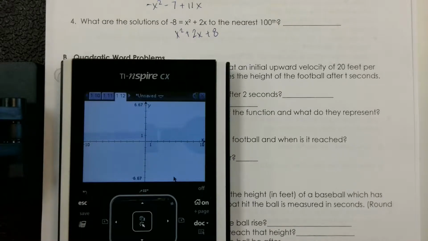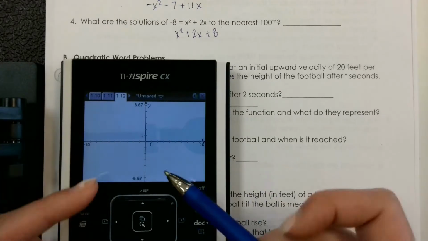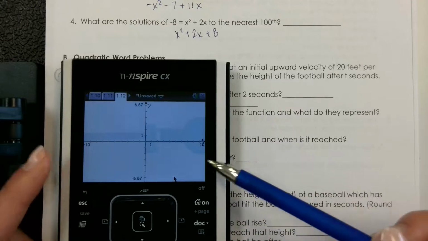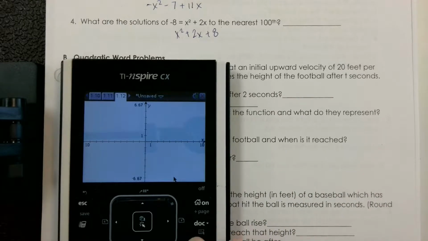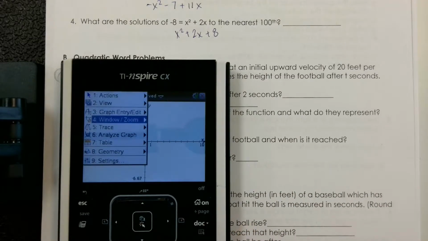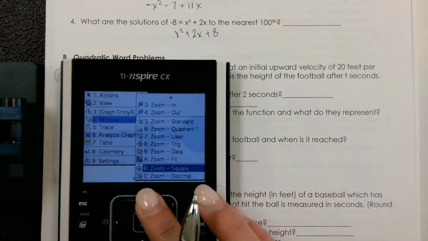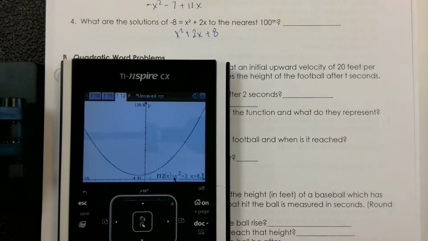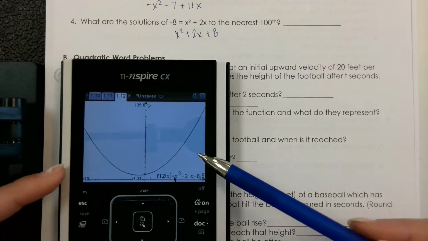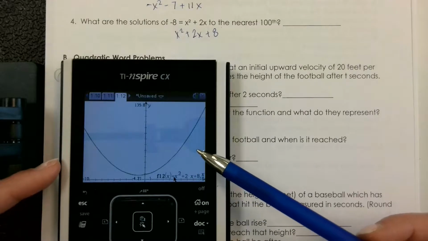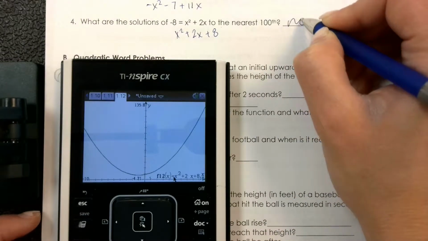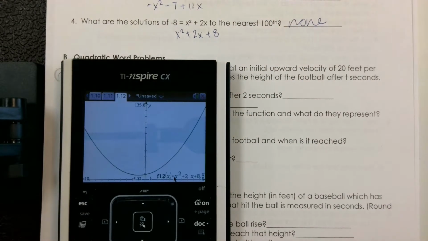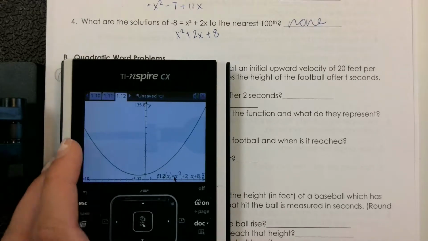So, did you guys get it graphed? So what happened? Can we see it? Maybe it's so big. Maybe it's somewhere else. So how could we test that? Let's try zoom fit. See if that helps us out here. Okay, we can see our graph now. What do you notice? It never crosses your x-axis. Is that okay? So what do we put for our zeros or our solutions? None. Is that all right? Okay.